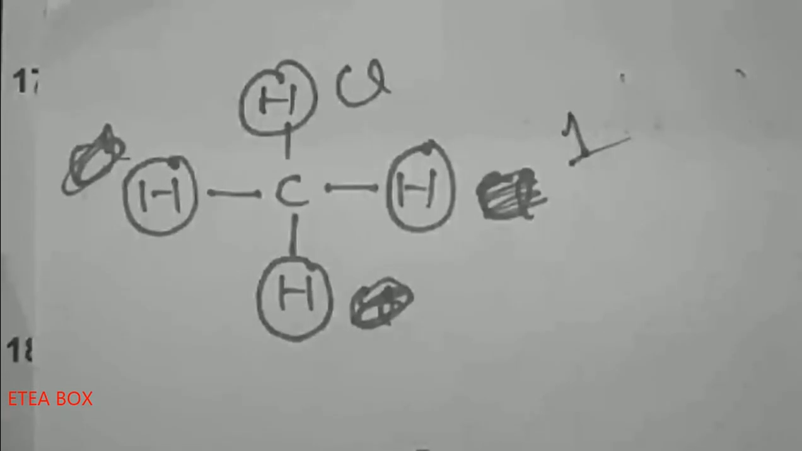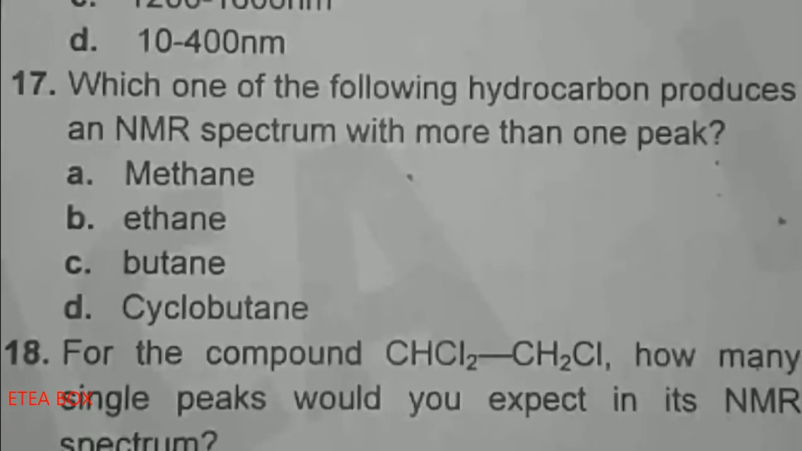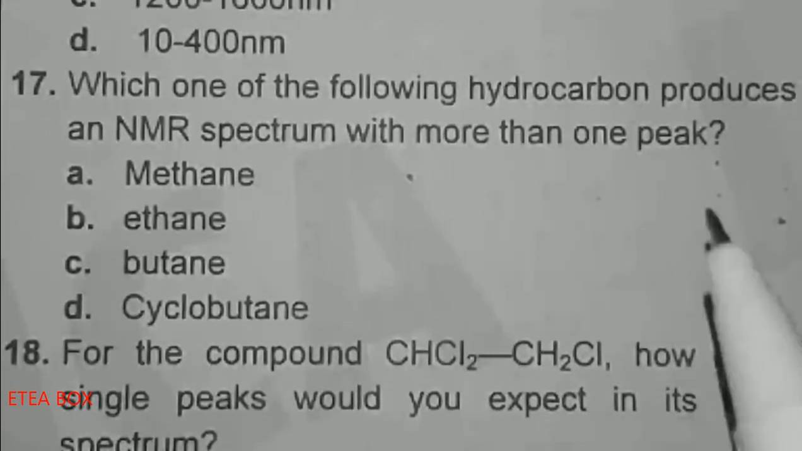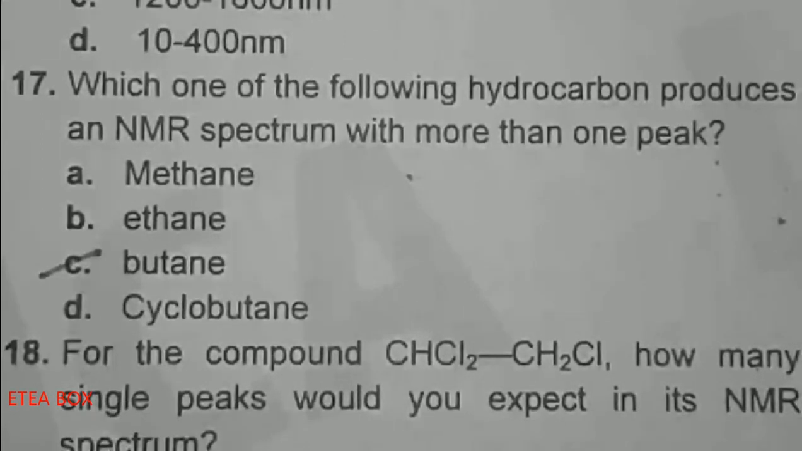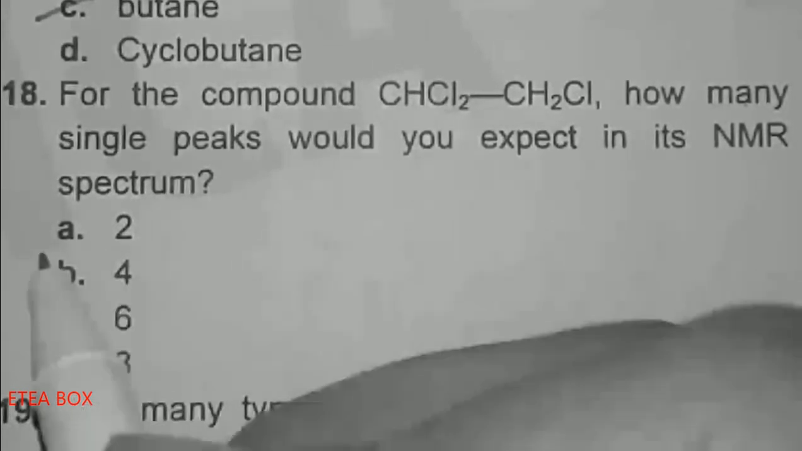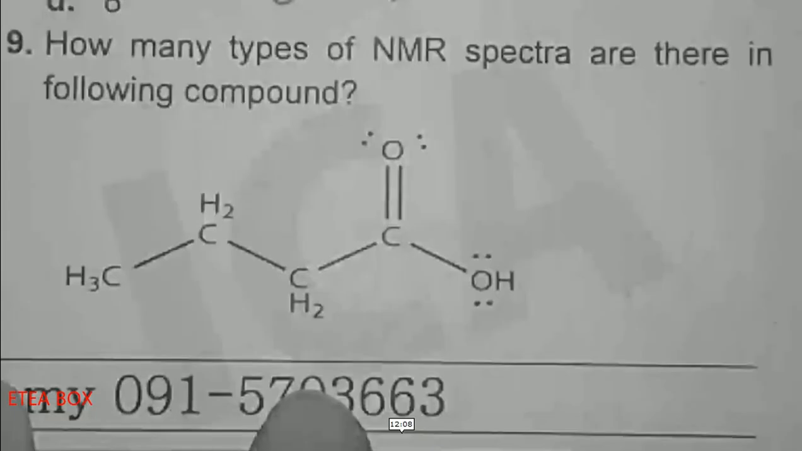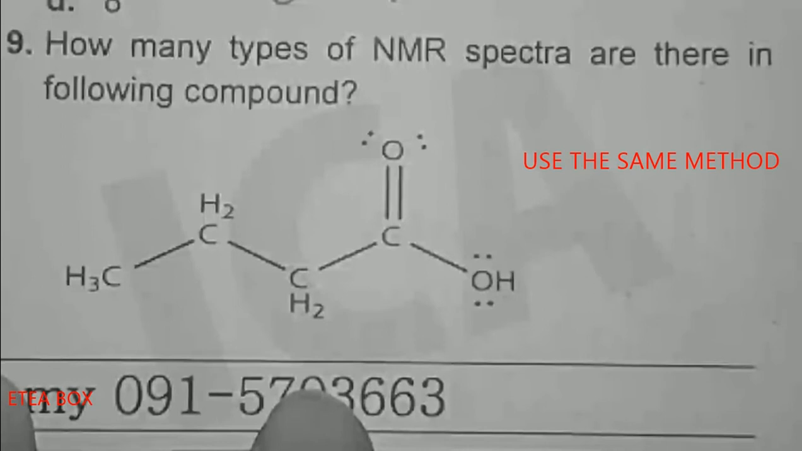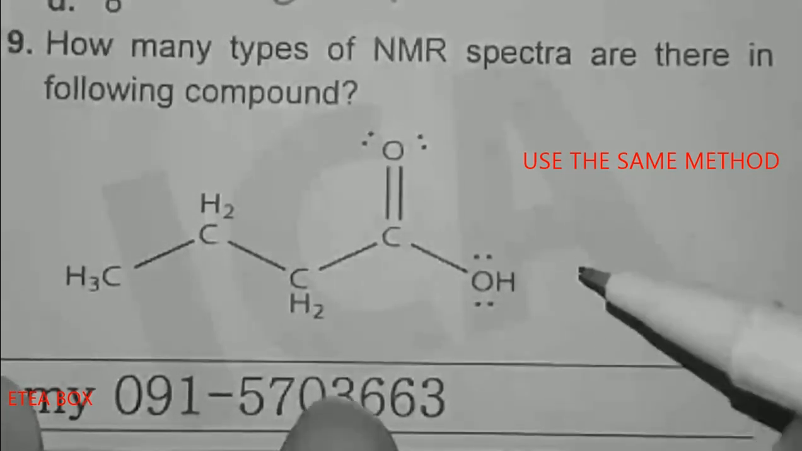Which of the following hydrocarbons produces an NMR spectrum with more than 1 peak? Butane. For the compound CHCl2 and CH2Cl, how many peaks would you expect in the NMR spectrum? It will get 2 peaks. How many types of NMR peaks are there in the following compound? The peaks will be 4 here.